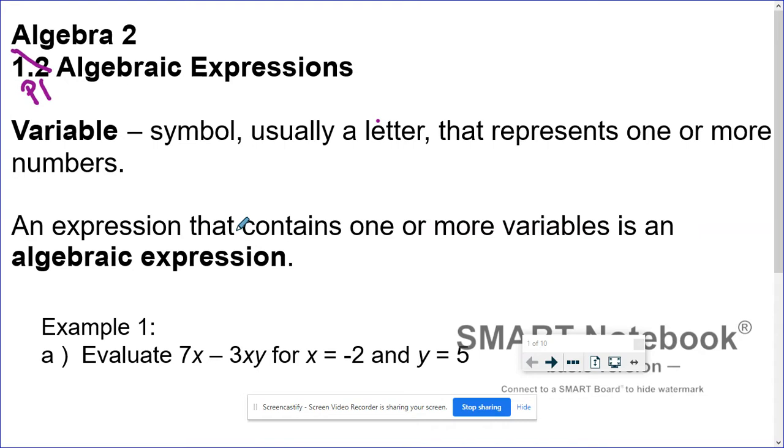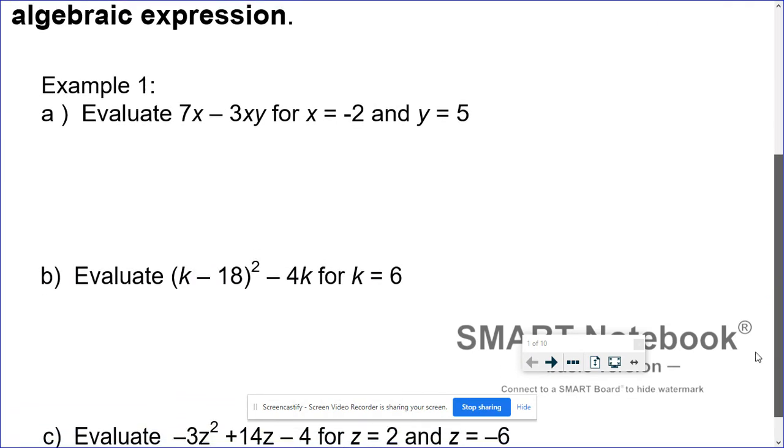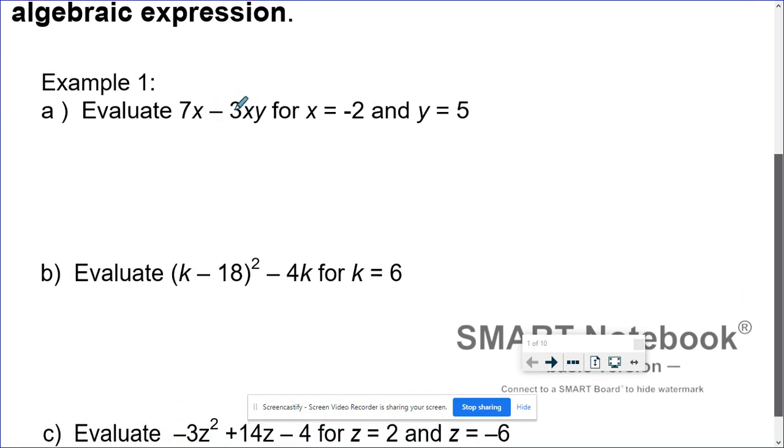It's a symbol, which is almost always a letter, typically like X, Y, Z, A, B, C, something like that, that represents one or more numbers. An expression that contains one or more variables is an algebraic expression. So for instance, 7x minus 3xy, that is an algebraic expression because it's got variables in it.